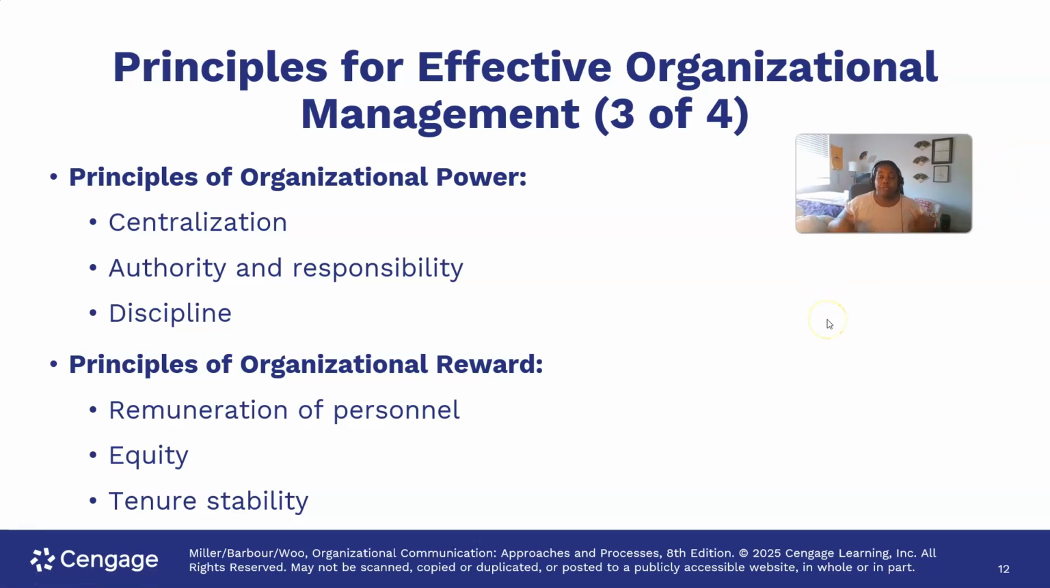Authority and responsibility. So those at the top have a set number of responsibilities. They have the power and authority to guide and give responsibilities to the subordinates. And they also have the power to discipline, so write-ups or firing, hiring, all those tasks. But then there's the idea of organizational reward. So making sure that we have the right number of personnel. Do they have equal opportunities? Do they have tenure stability? So are they able to get properly compensated for their work?